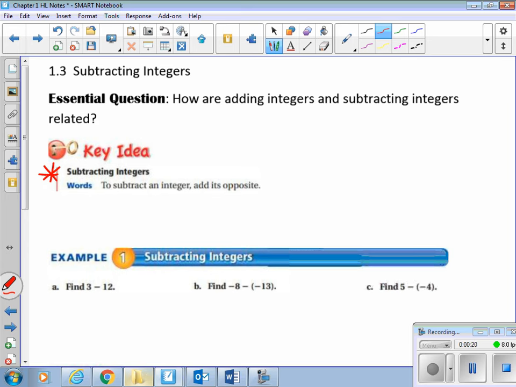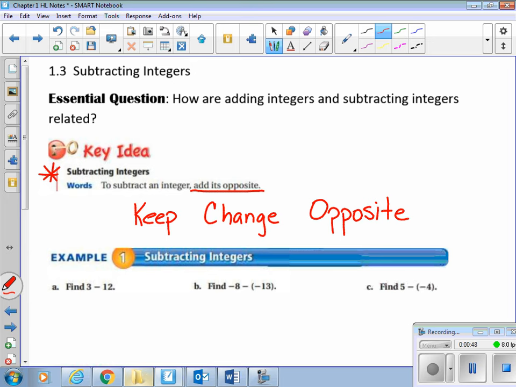When we subtract integers, the rule is to add its opposite, which means we're going to change a subtraction problem to an addition problem by keep, change, opposite. They're the three words that you're going to always say to yourself when you see subtraction of integers. Keep, change, opposite. So that's the rule we're going to follow for subtraction. After we do keep, change, opposite, it's going to be an addition problem. So we're simply going to then follow our addition rules.